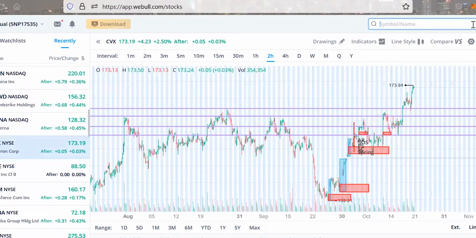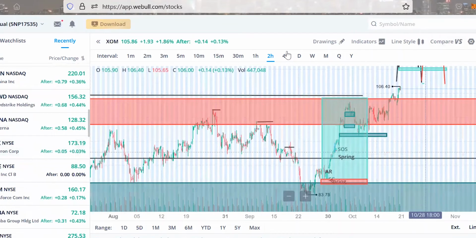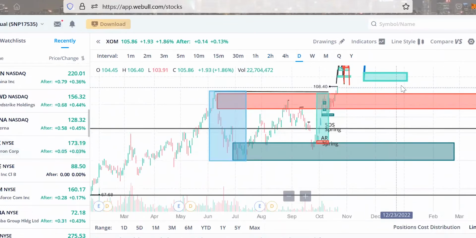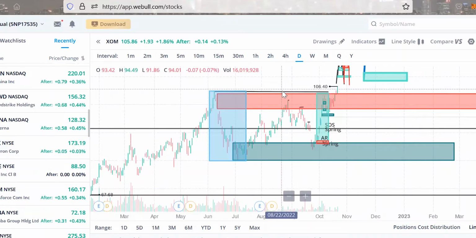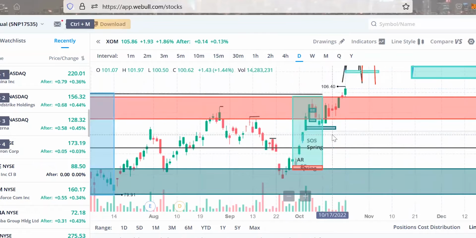Oh, by the way, we've been talking about Exxon taking out that 105 since the beginning of this month, and I did say we're going to go to 107. I knew we were going to take out that new high on Exxon. We caught that spring, and then we caught the ST right around the 85. Right now, this is trading at 106. That overall play was just phenomenal.